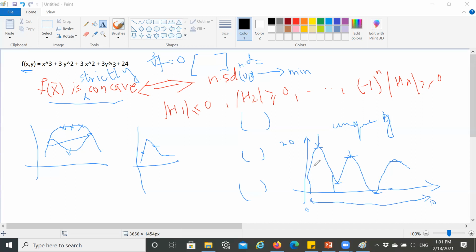So it's within some interval, yes. Within some interval, definitely. Because otherwise this function can go forever. Okay, thank you. Good.